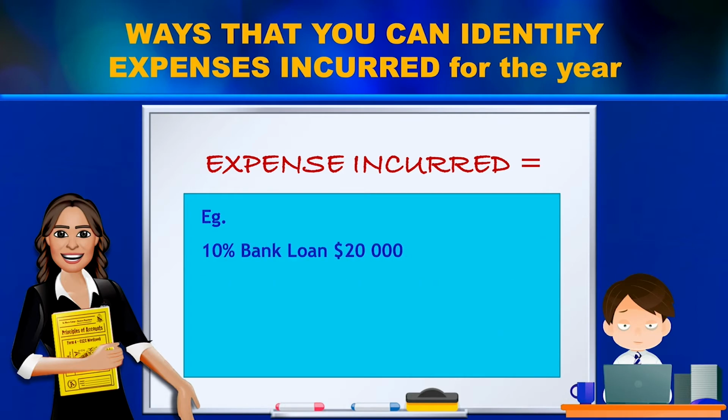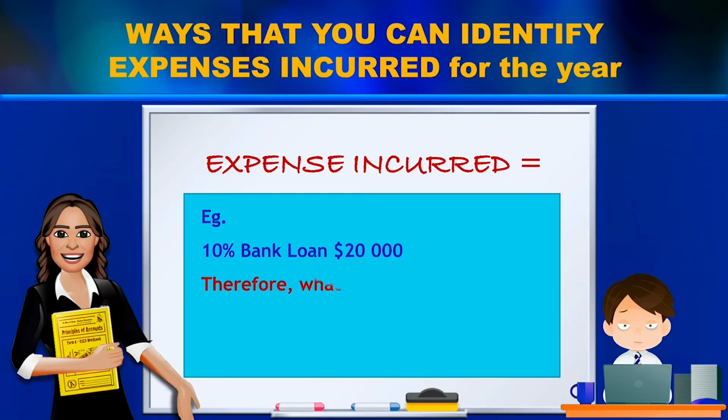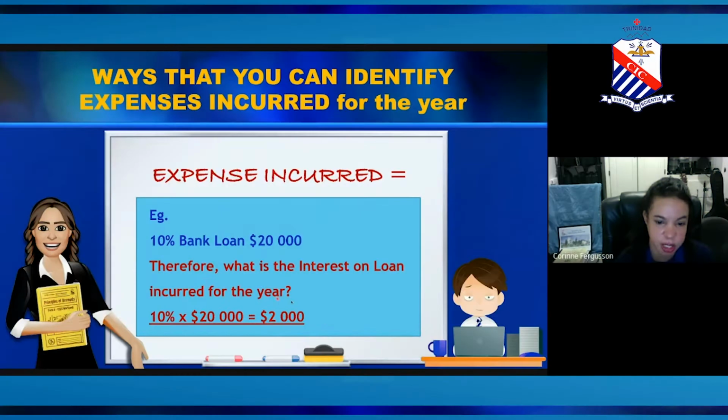All right, so this is what I was talking to you guys about. We have a 10% bank loan of $20,000. So the $20,000 is the loan or the liability. What would be the interest incurred by the end of the year, the amount of the interest on loan that will go into the income statement? It would just be the 10% by the total amount of the loan, and that will be $2,000. So this would be the amount incurred, and this will be the amount to go into your income statement.